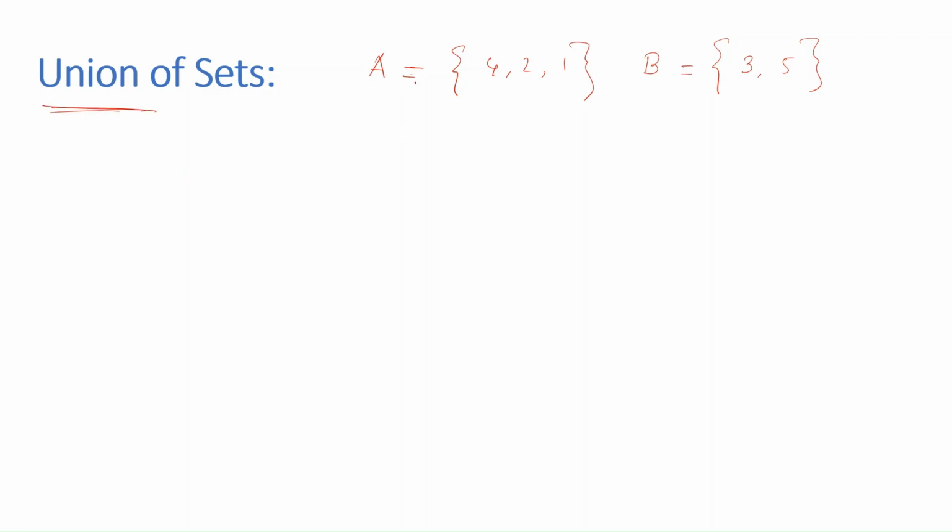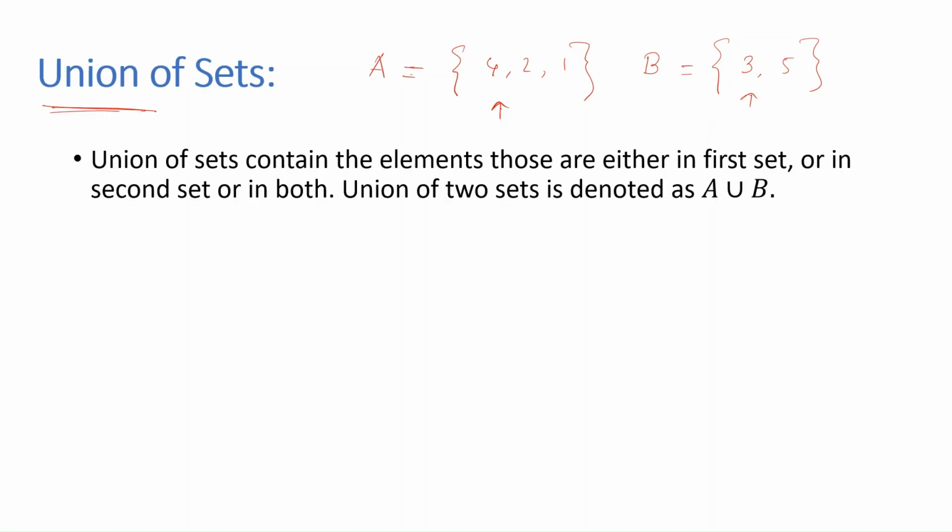Union means all the elements from these two sets, or any element that is present either in the first set or in the second set or in both the sets. So, here is the formal definition. Union of sets contains the elements that are either in the first set or in the second set or in both. And how do we denote union of two sets? We denote union of two sets by this. This is the sign of union.